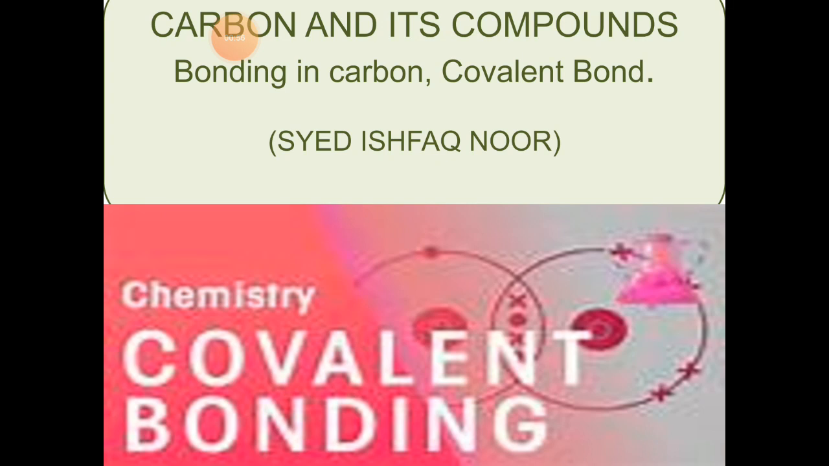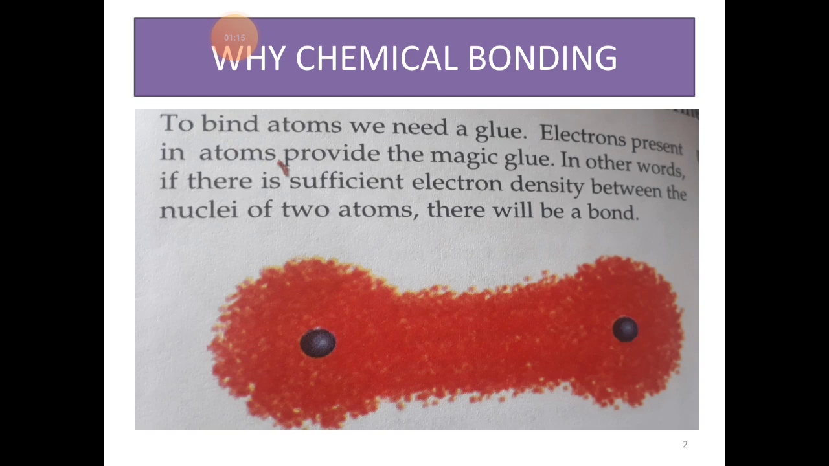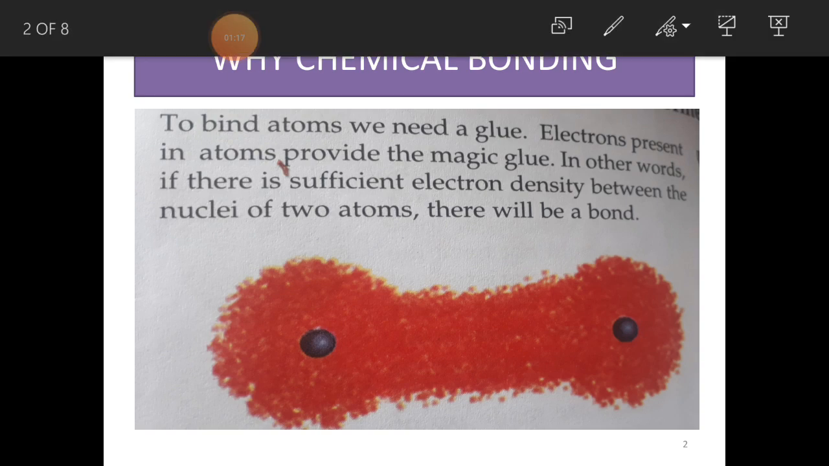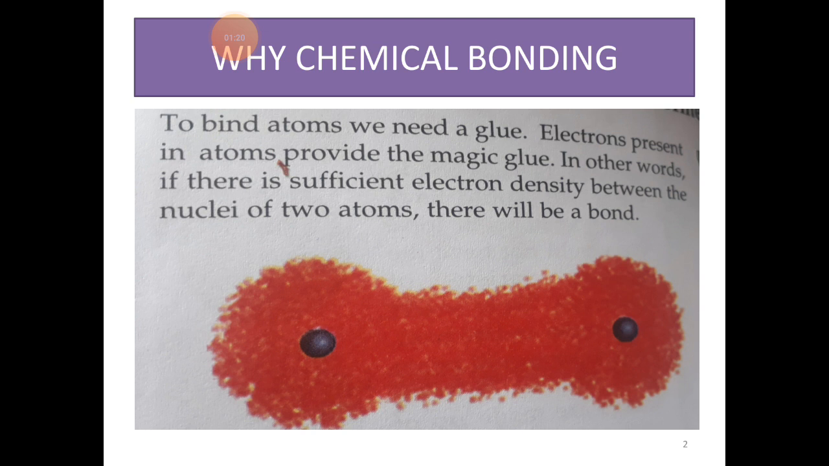Another important unique property of carbon and its compounds is that they exhibit isomerism. They form isomers. They form compounds of the same molecular formula but different spatial arrangement of their constituent atoms. Moving on to our actual topic, that is the bonding in carbon.